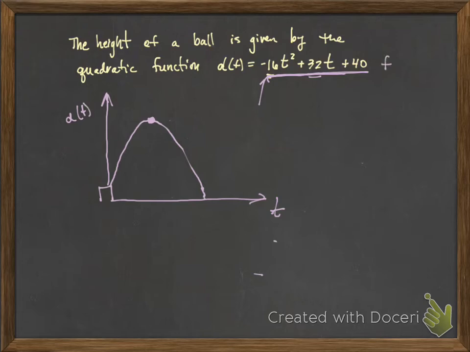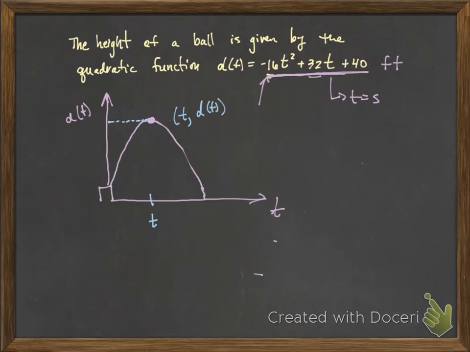Also, distance is given in feet, and we'll say time is given in seconds. All right, excellent. So let's see what the vertex means in context to this problem if we were to find it. Let's say this is the t point, and this right here would be the y point. So t, d of t is my vertex.